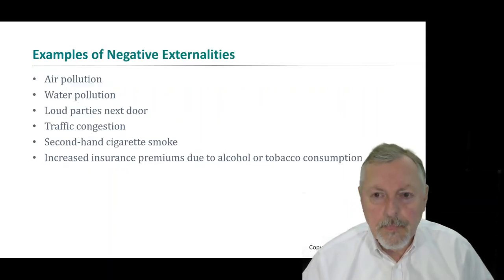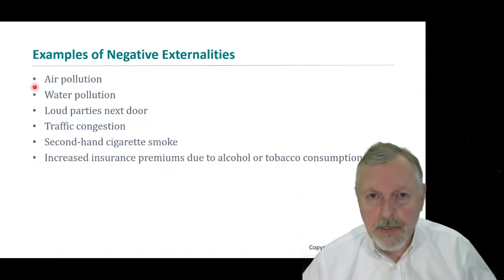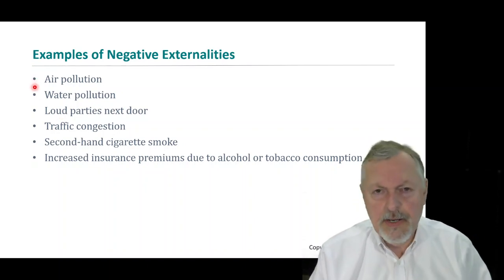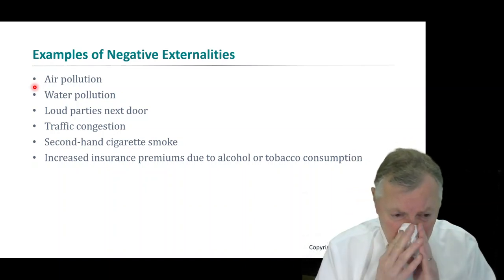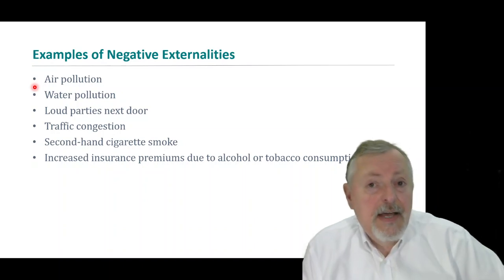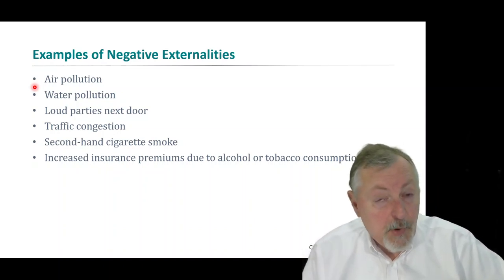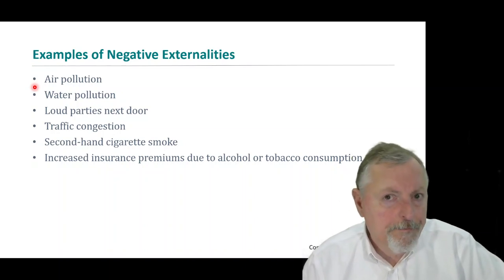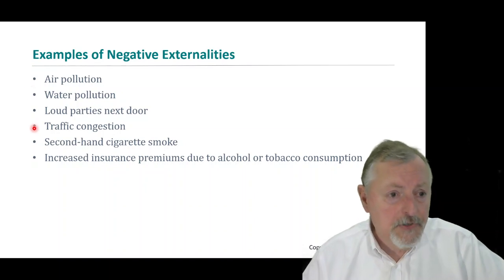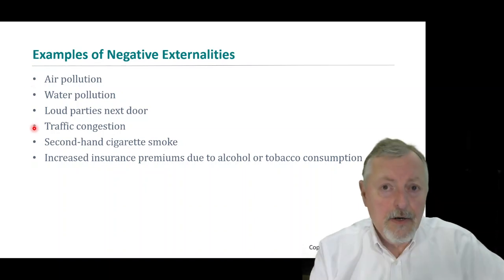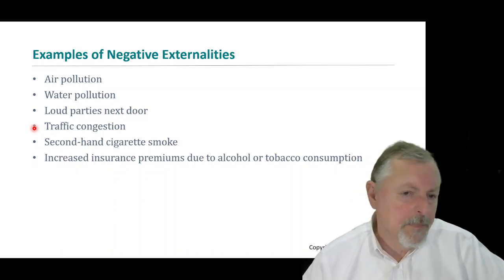So, examples of negative externalities. Pollution, environmental pollution, is a very, very common example of negative externalities. If your neighbors decide to have a loud party, they get all the benefit of the party, but they don't pay all the cost. You have to pay some of the cost in listening to loud music. Traffic congestion. I get on the road, I'm going to slow other people down, etc.